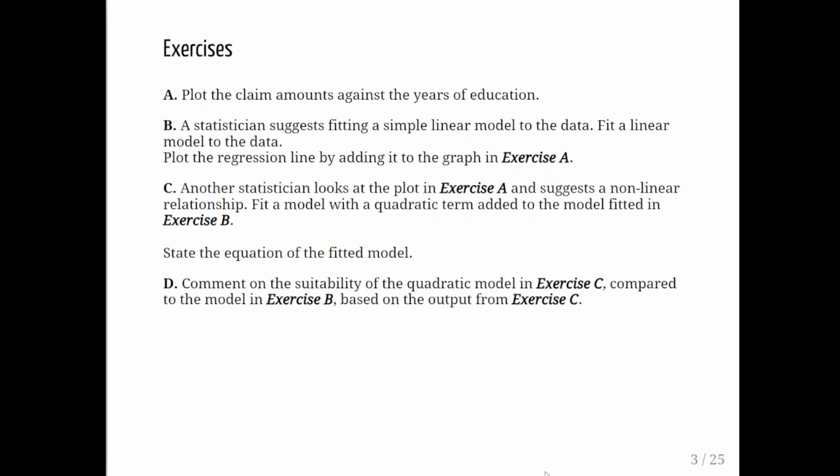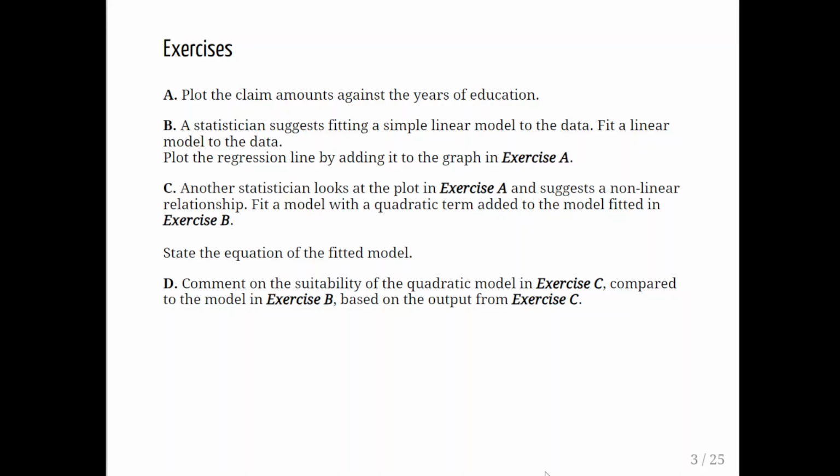Just think about that variable for a second. Education years, the probable set of values is between 8 and 16. Okay, so A: plot the claim amounts against the years of education. B: a statistician suggests fitting a linear model to the data. Fit the linear model to the data. Plot the regression line by adding it to the graph from exercise A.